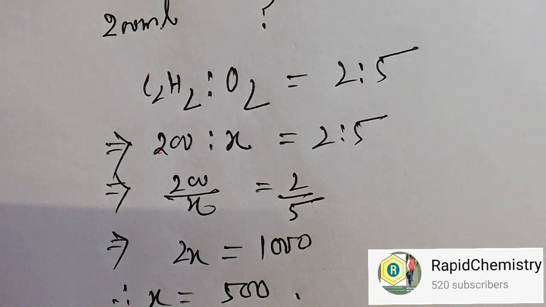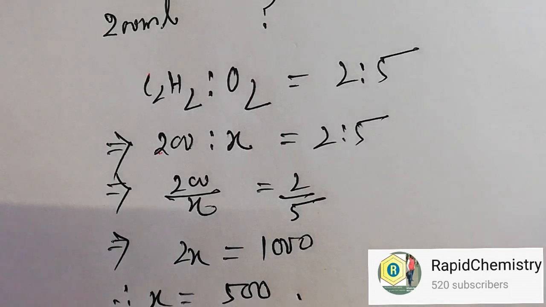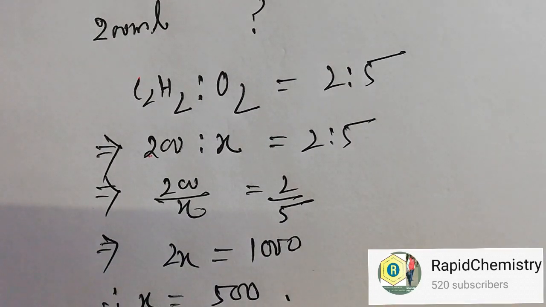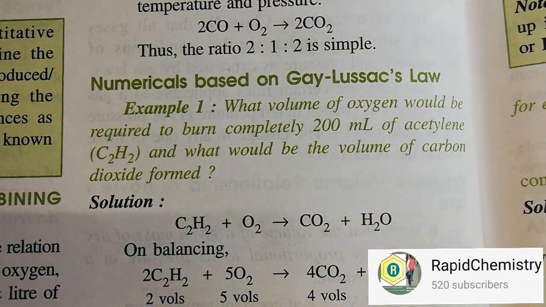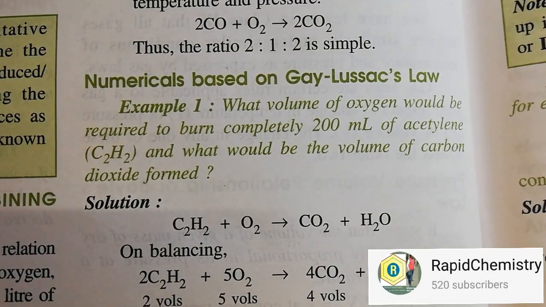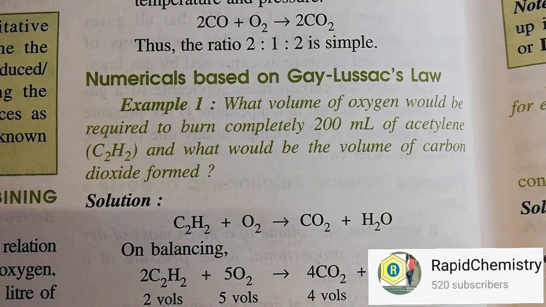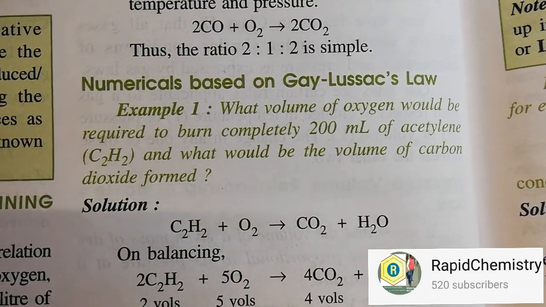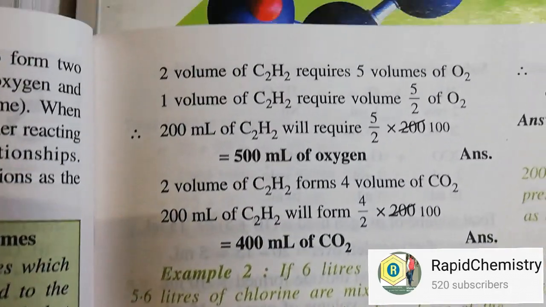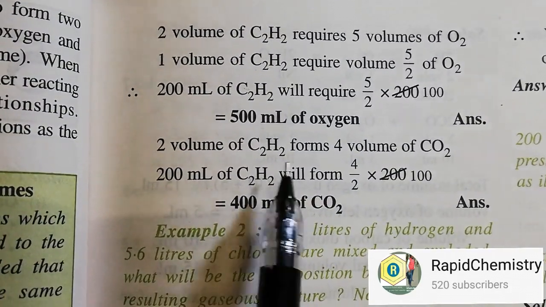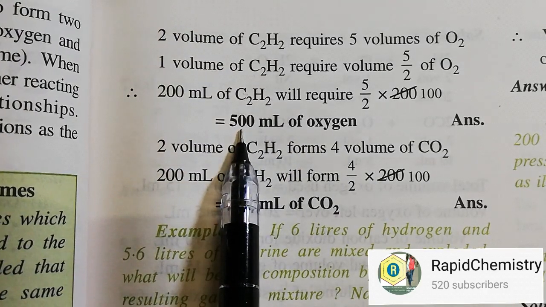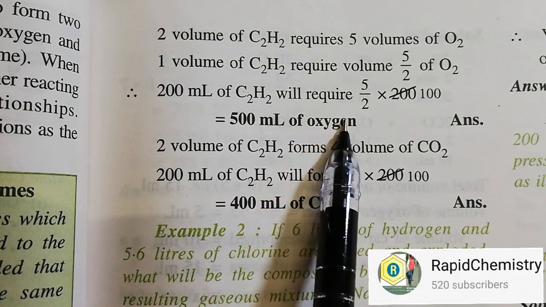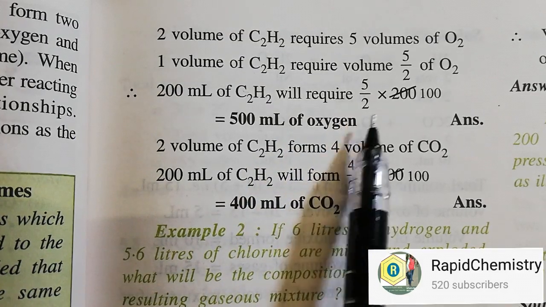So you can do like this. But here in your book it has been done differently, so you can choose any one which seems easier to you. Up to that point you must do it, but here it has been done like this. Can you see? So 500, and we also got 500 taking the ratio. So whatever process suits you, you can follow.